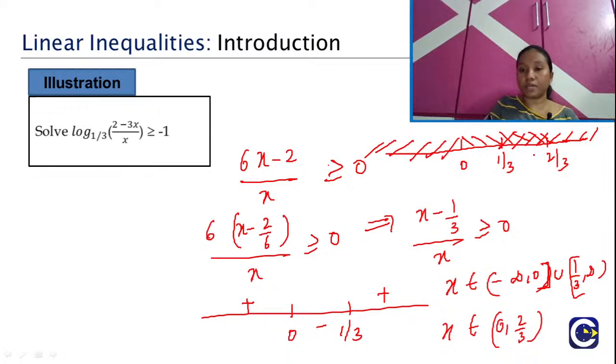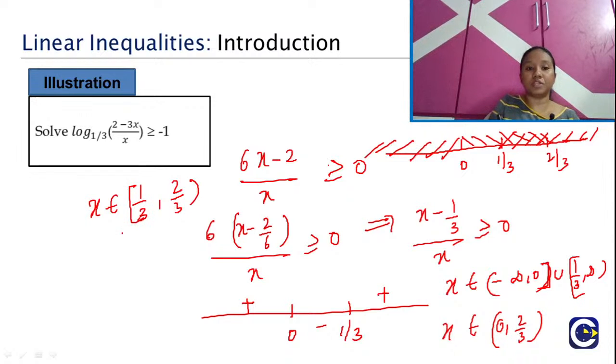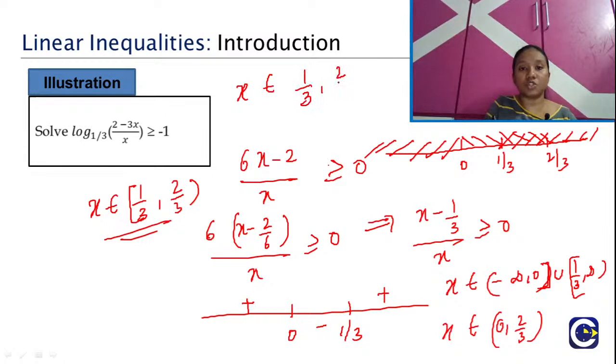So what is the common intersection we are having? That is 1 by 3. So here x belongs to 1 by 3 comma 2 by 3, where 1 by 3 is closed and 2 by 3 is open. So what is the final solution of this logarithmic inequality here, guys? So the final solution is given to be x belongs to 1 by 3 comma 2 by 3, where 1 by 3 is a closed bracket and 2 by 3 is an open bracket here. Right, so I hope you guys followed this.